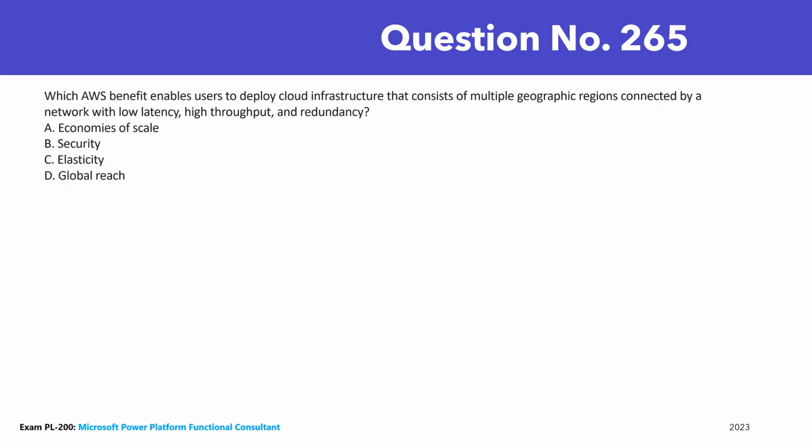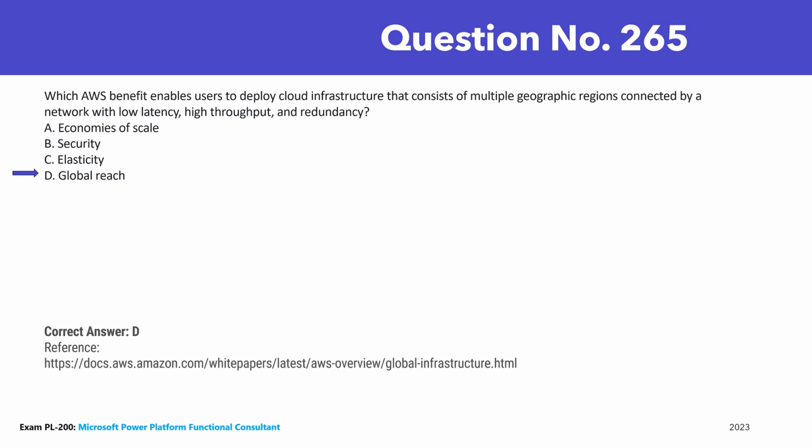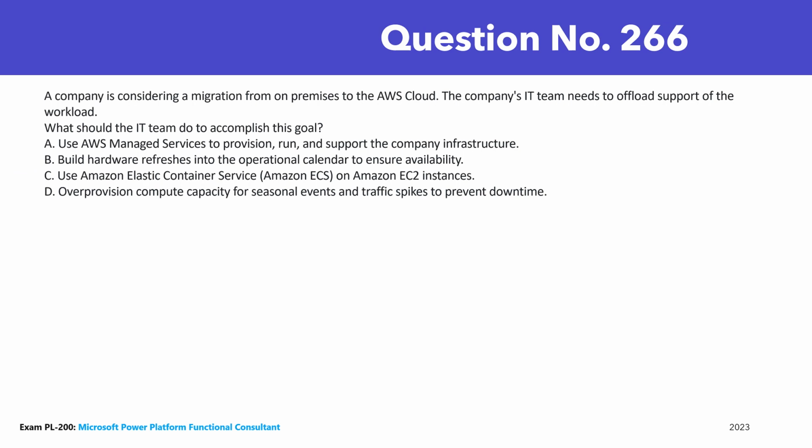Which AWS benefit enables users to deploy cloud infrastructure that consists of multiple geographic regions connected by a network with low latency, high throughput, and redundancy? A. Economies of scale. B. Security. C. Elasticity. D. Global reach. Correct answer, D.